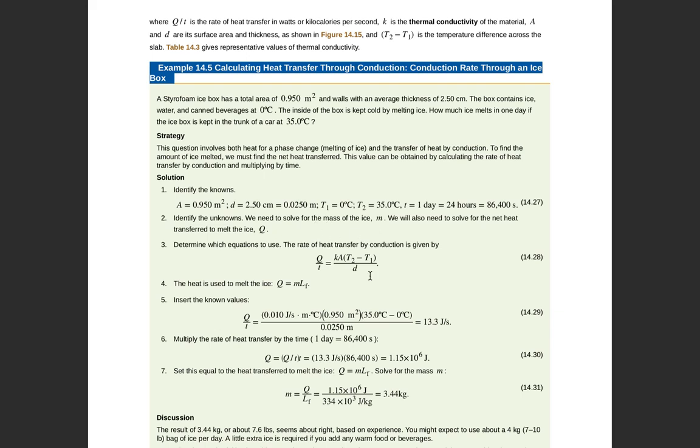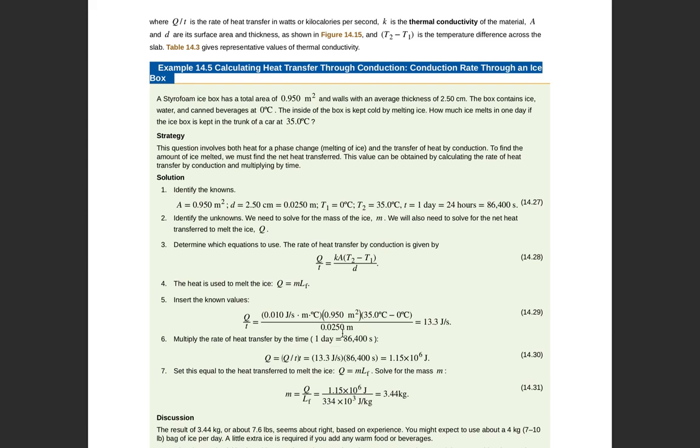So we know we have to use this equation that we just learned. But our Q here, we have to have the ice melt. So we have the known values here. We have our 0.01, this is k. This is our surface area, and our change in temperature over the thickness. So Q over t equals 13.3 joules per second, right?